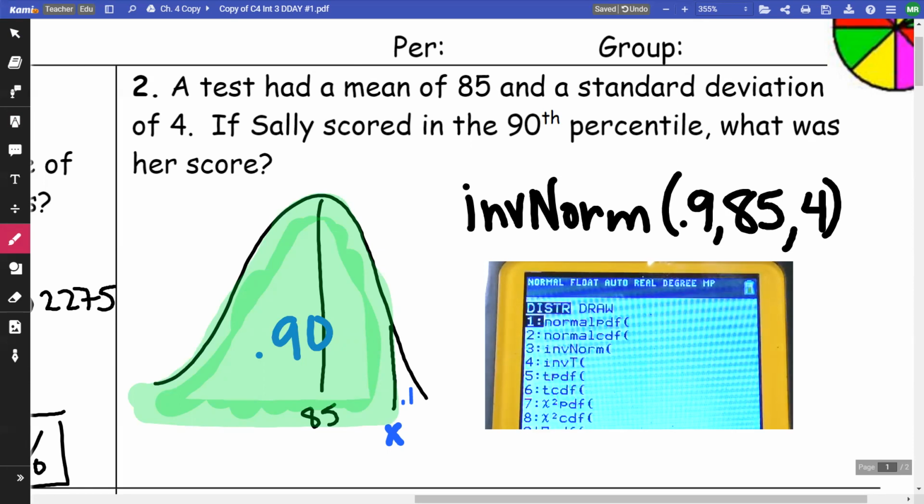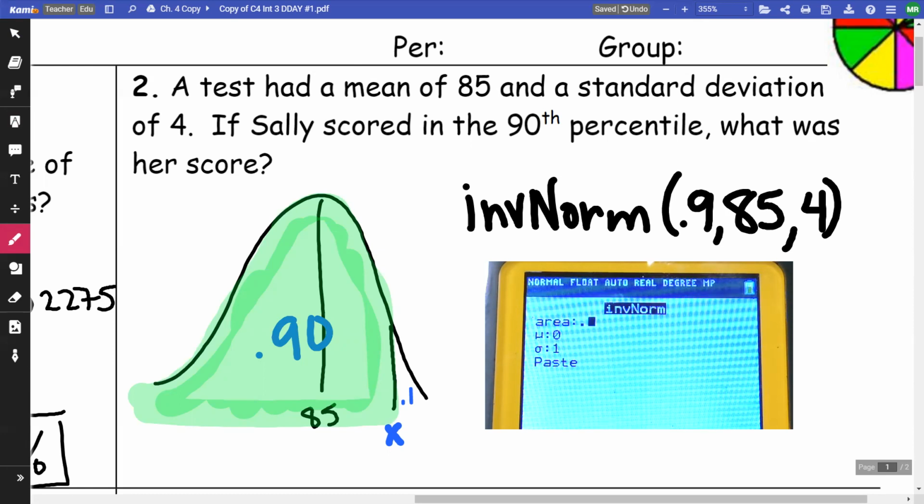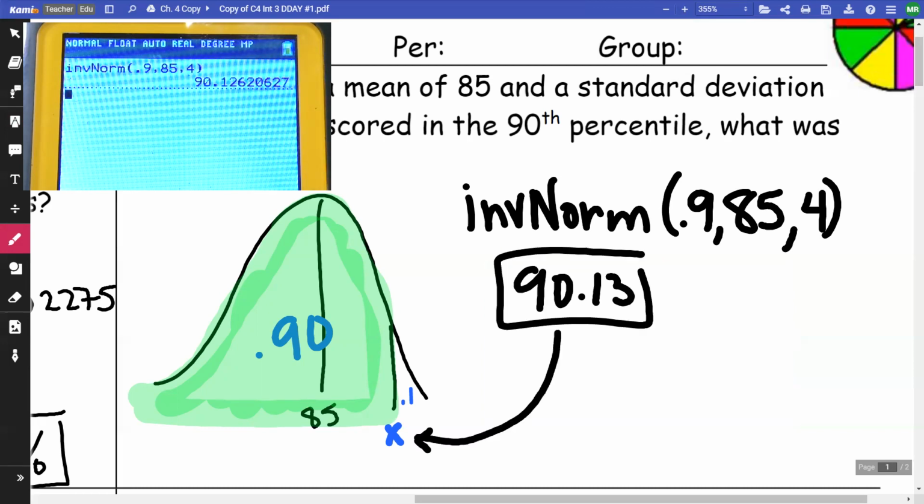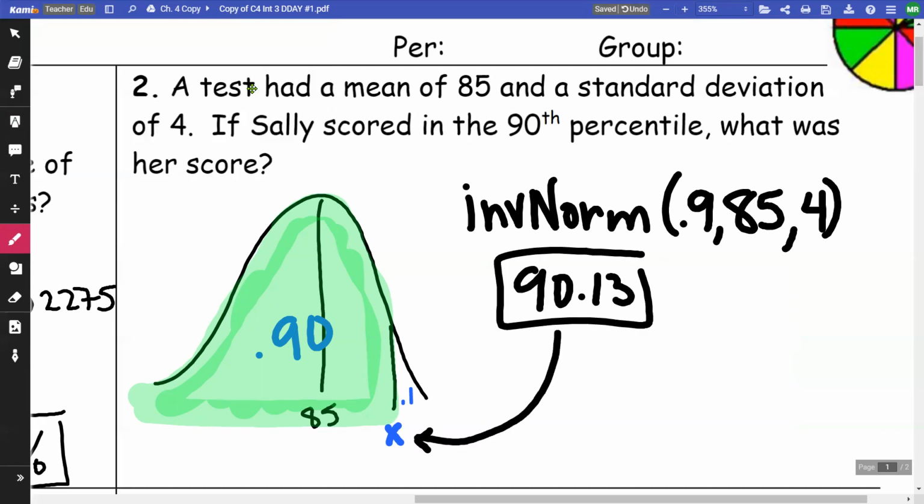So let's see. 0.9, 85, and 4. And I am getting a 90 point, let's say 13. Okay, so my answer is 90.13. That is the score that she needs to be at to have 90% of the people beneath her.